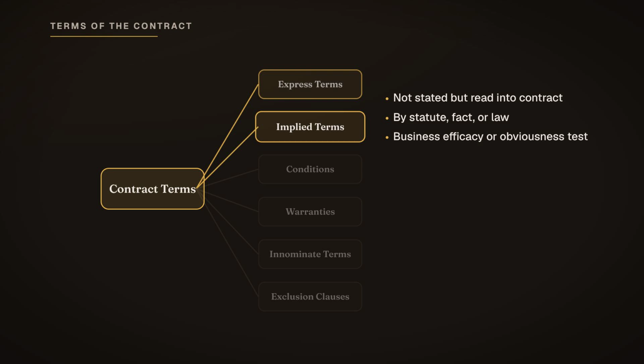More recently, in Marks and Spencer v BNP Paribas, 2015, the Supreme Court confirmed that business efficacy and the officious bystander tests remain the correct approach, and that a term will not be implied merely because it would be reasonable. It must be necessary. Finally, terms can be implied by law into recognized categories of contract, such as the duty of care in employment contracts.